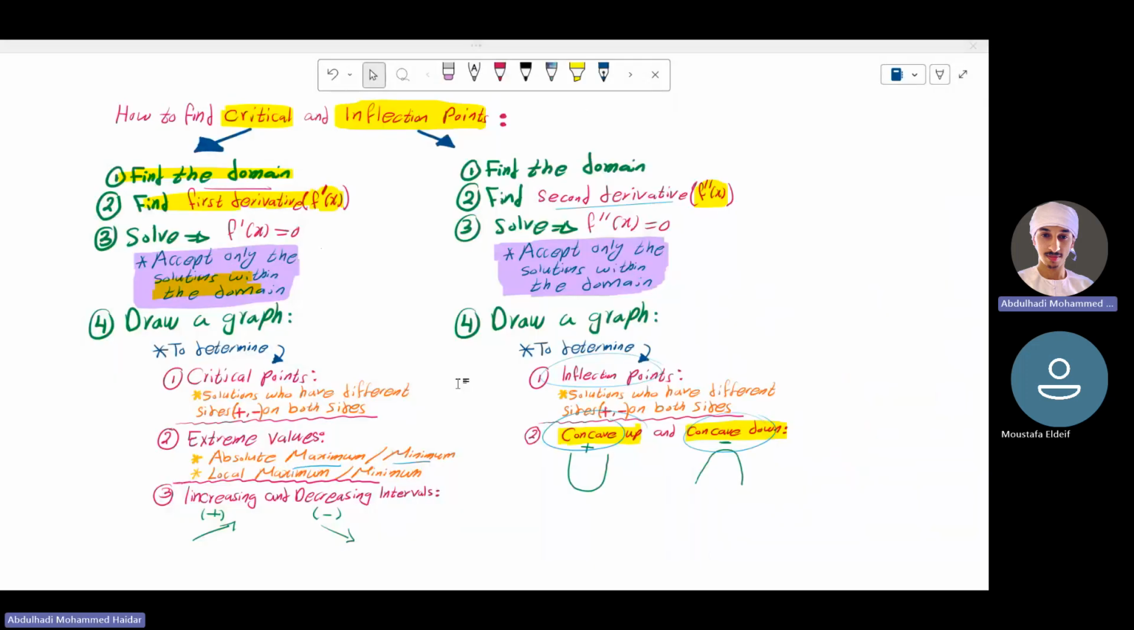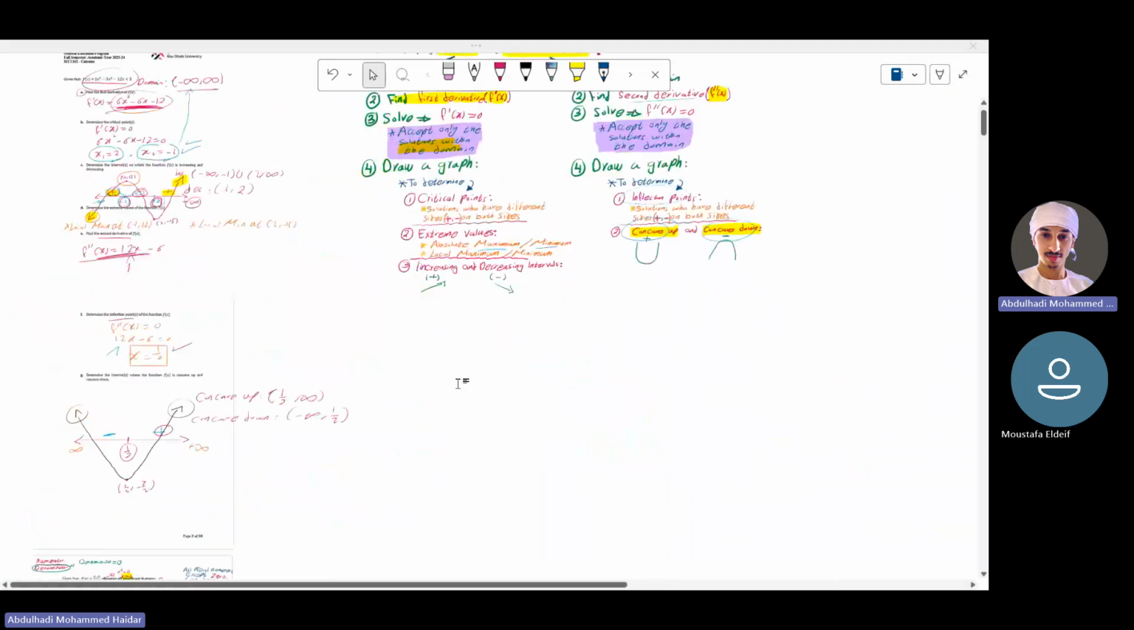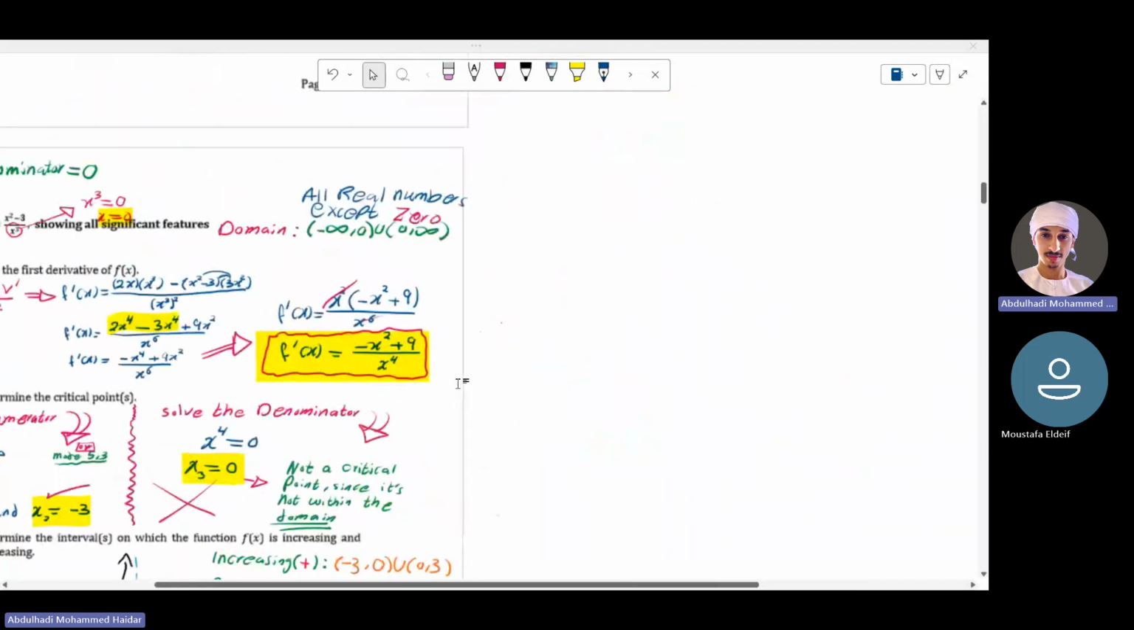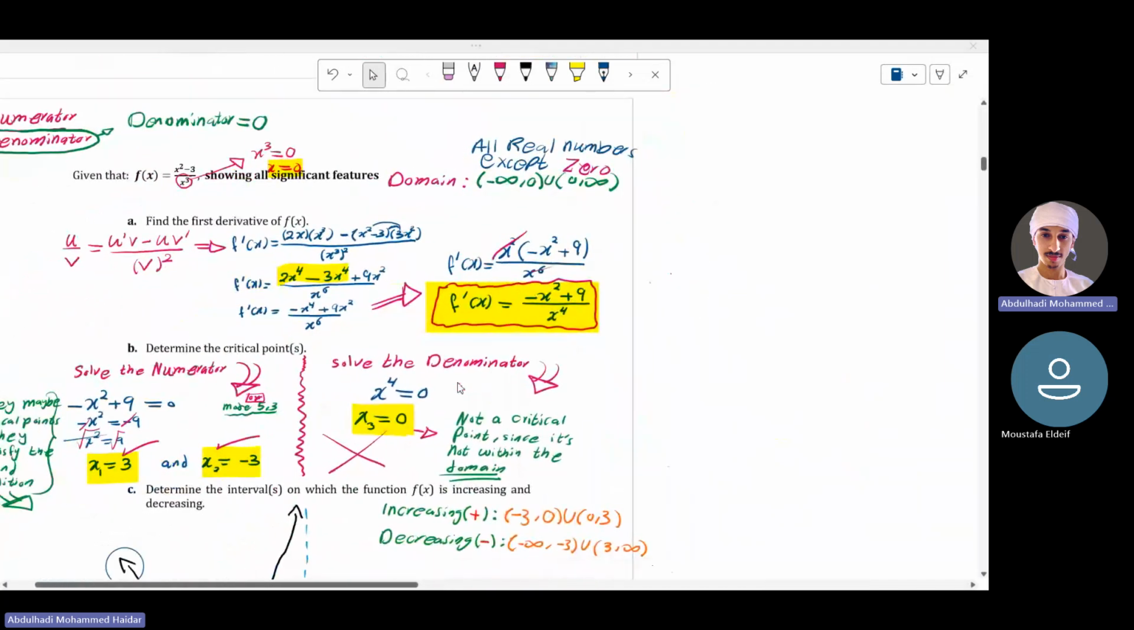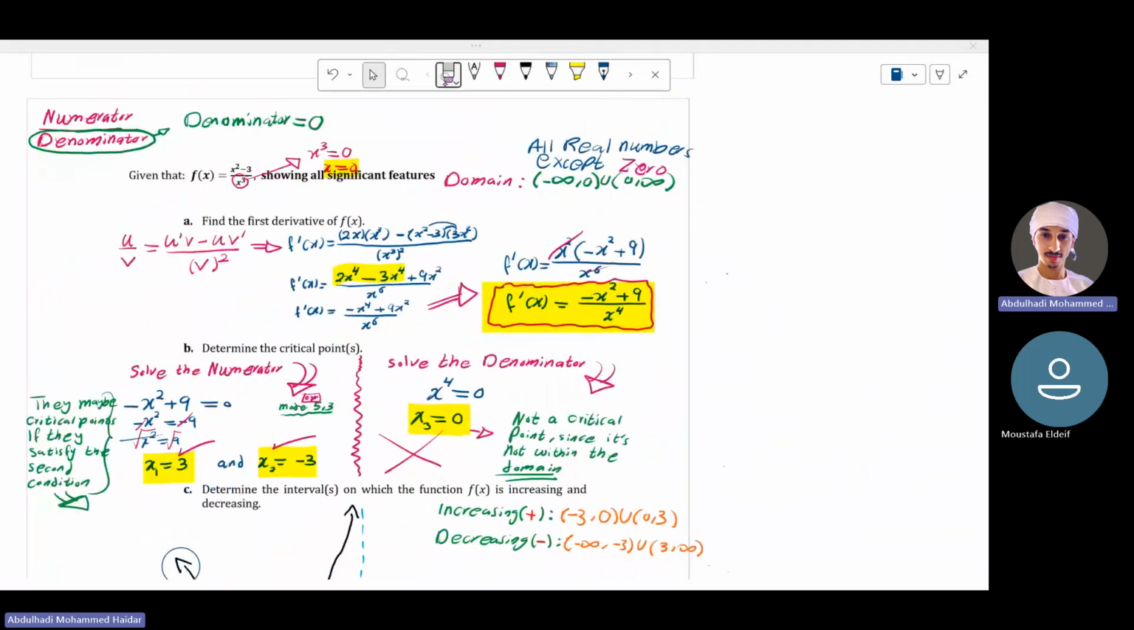Okay, so we can go now for the second question. The second question is harder than the first one. Why? Because this one has a rational function, up and down. So the domain will be a little bit harder. Since it's a rational function, numerator over denominator, to determine the domain we have to solve the denominator: x cubed equal to 0. So x equal to what? 0.